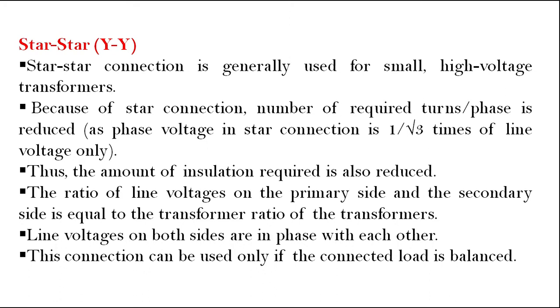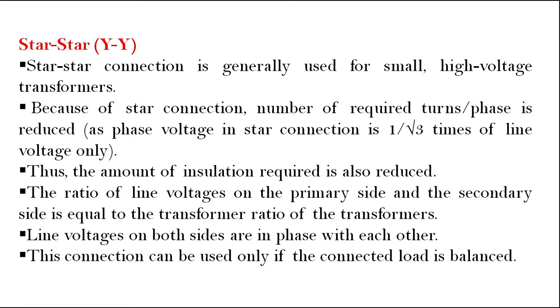Then, where is this star-star connection used? Star-star connection is generally used for small high-voltage transformers, because with star connections the number of required turns per phase is reduced. We know that, for example, if you are taking the line voltage, we want 440 volts.